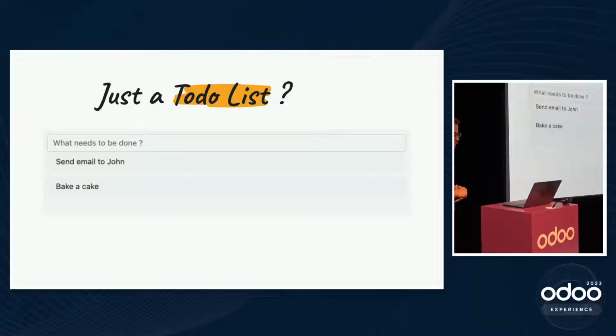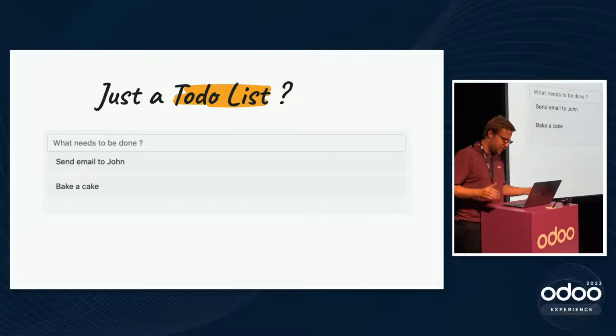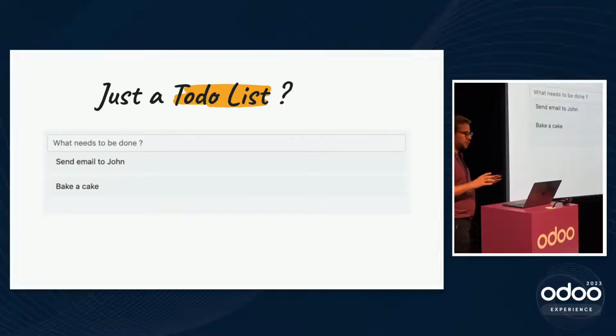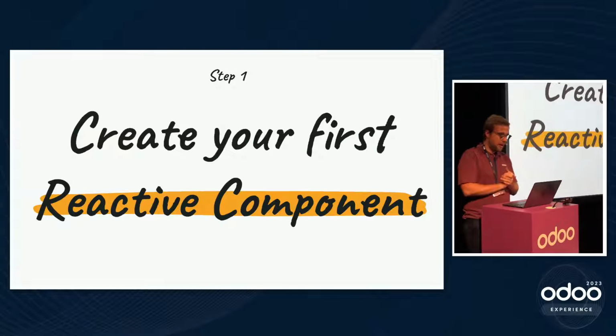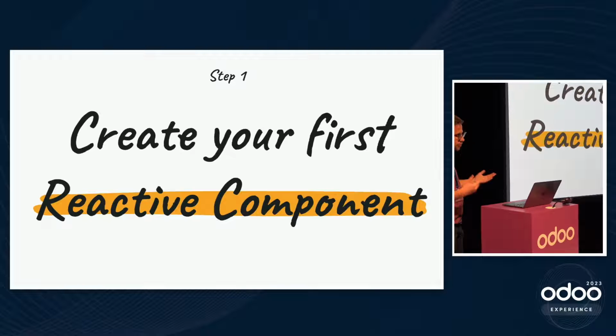So let's go. For this presentation, I will just do a to-do list. It's a simple project, but it will be good enough for this talk. In this first version, I will have just two features: display a list of to-dos, and an input where you can type something and press enter to create another item.